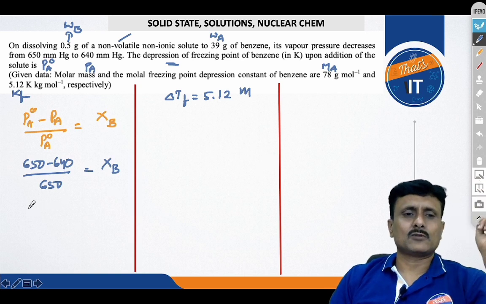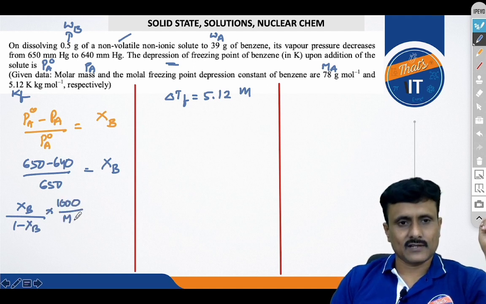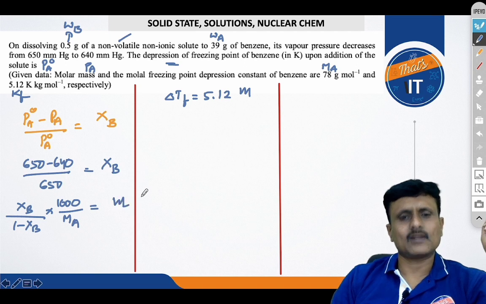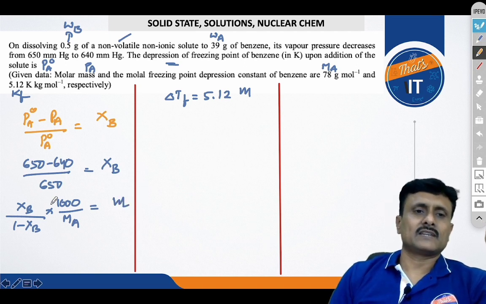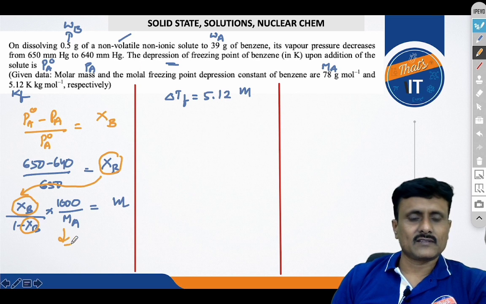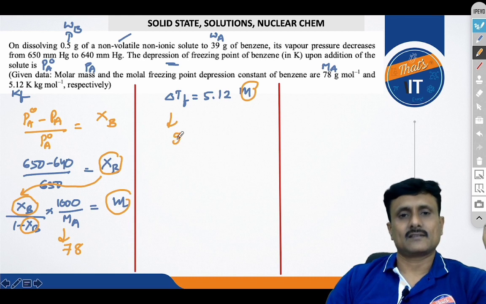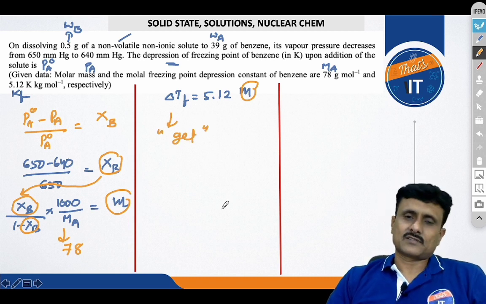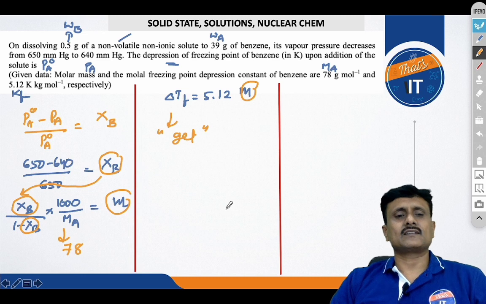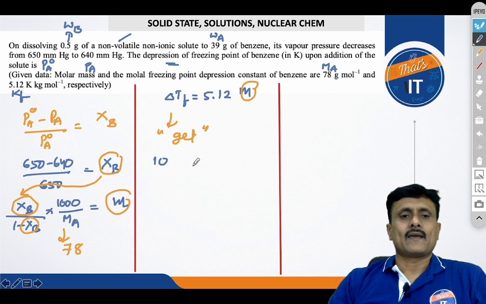You know the relation between molality and mole fraction: xb by 1 minus xb into 1000 upon the molar mass of the solvent is nothing but the molality. Anyways, you got the value of xb. Please substitute it over here. And the molecular weight of the solvent is given as 78. Please find out the molality and substitute here to get the depression of freezing point. It's a simple question. I have directly given you the lead here so that you can easily solve this question, right? You can see 10 by xb is equal to what?